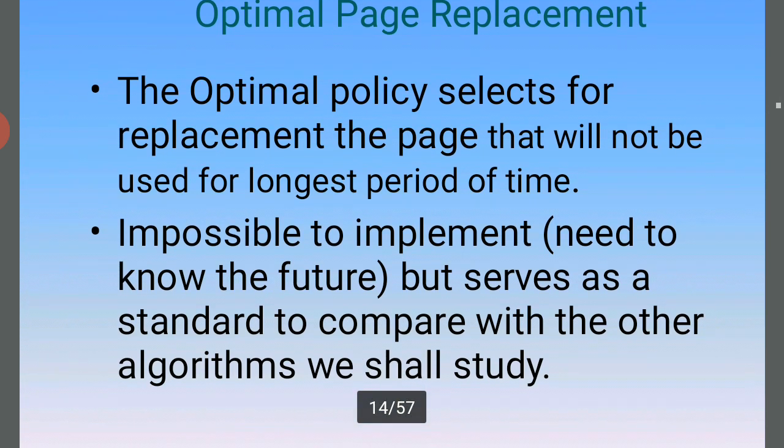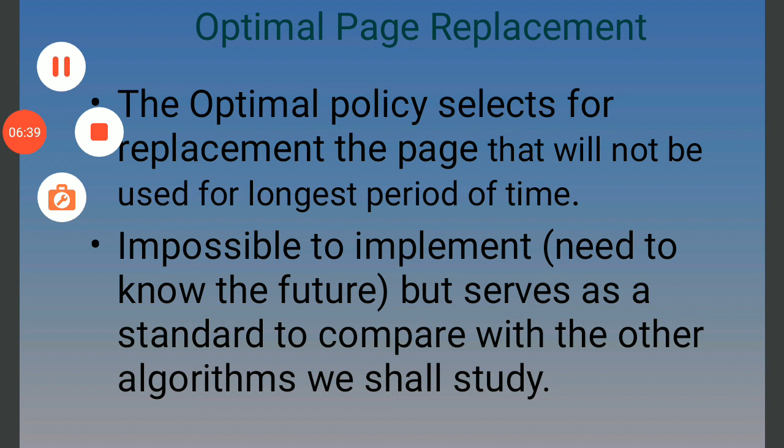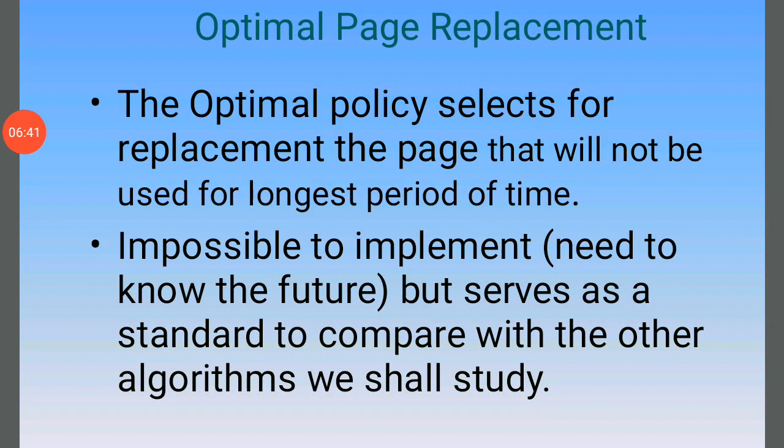Optimal page replacement, this is another, different type of replacement. The optimal policy selects for replacement the page that will not be used for the longest period of time. So the optimal policy selects for replacement the page that will not be used in the longest period of time. It is immediately changed from one page to another page. This is the longest period of time.